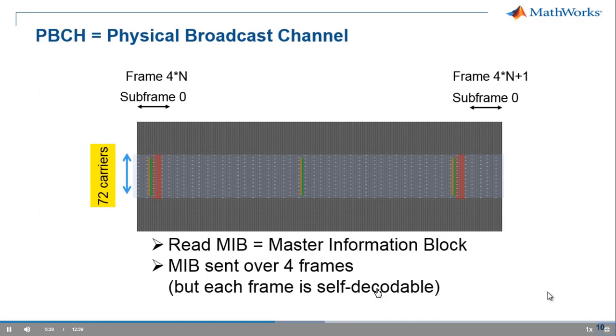The PBCH, or physical broadcast channel, carries the MIB, or master information block. This block is sent in 4 parts over 4 frames, but each part is self-decodable. This means you don't have to wait for all 4 frames to decode it if the signal is strong enough.